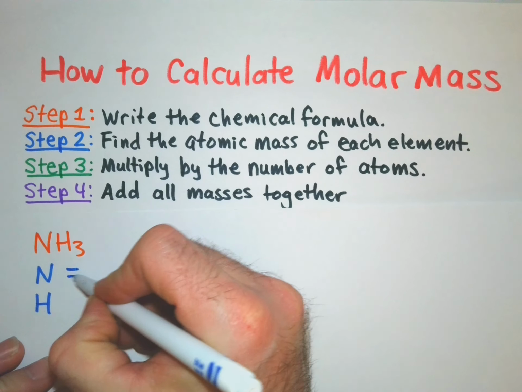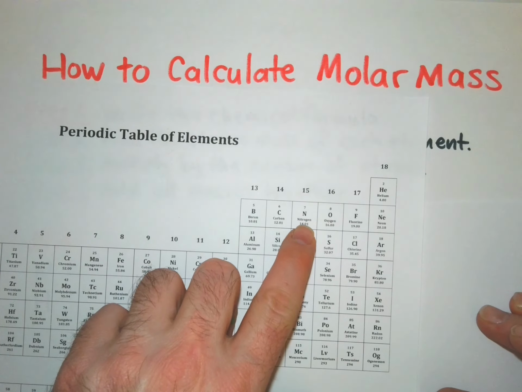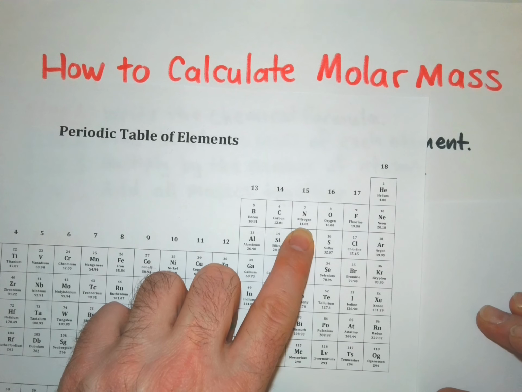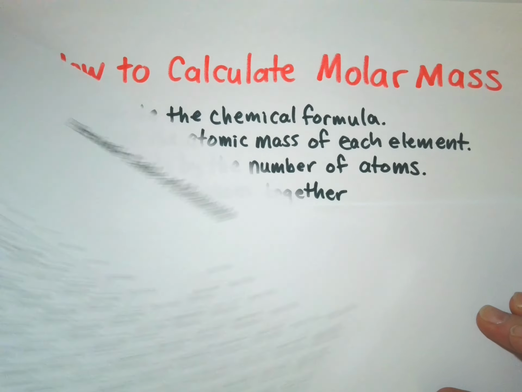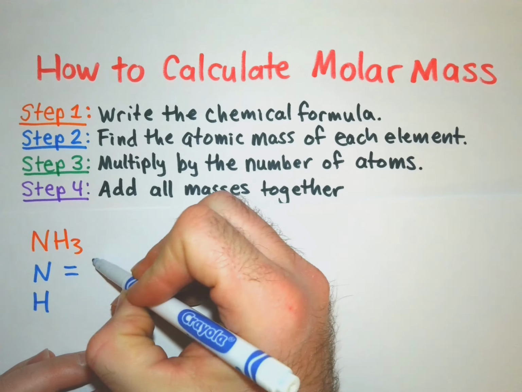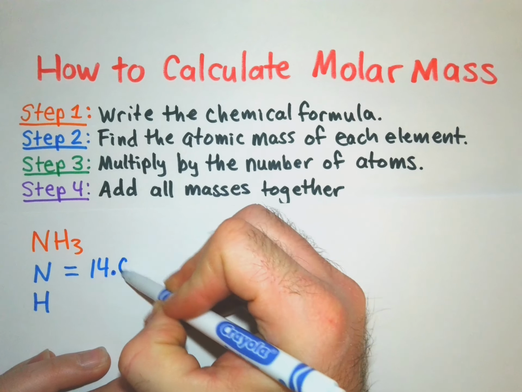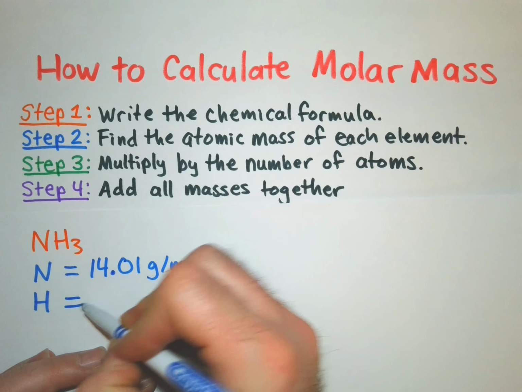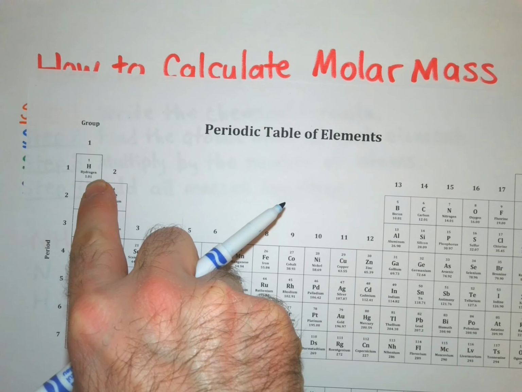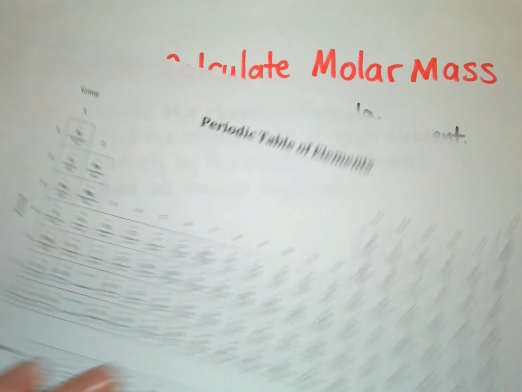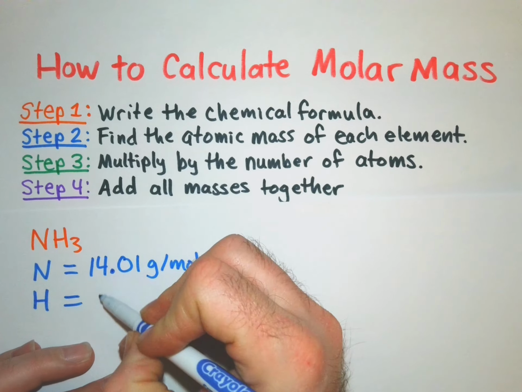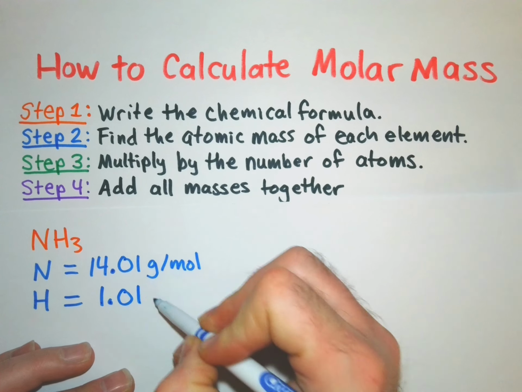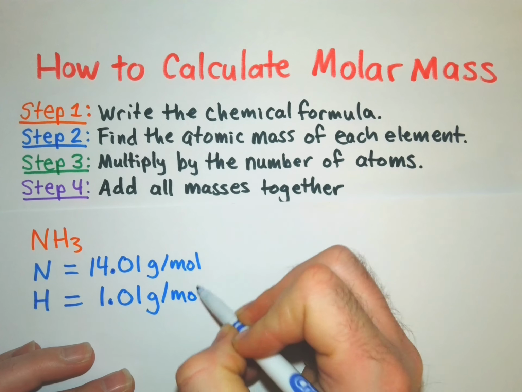Okay, so for nitrogen, I'm going to use the periodic table. And right here we see that nitrogen has a molar mass of 14.01 grams per mole. Using the periodic table, we're going to find out what's the molar mass of hydrogen. Hydrogen is up here and is 1.01 grams per mole.